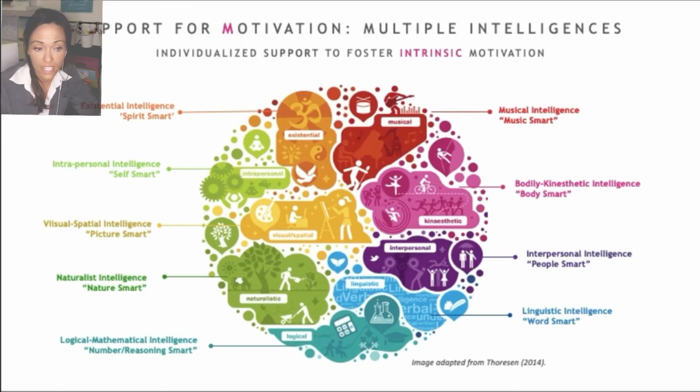The multiple intelligence styles recognized by Gardner include naturalist intelligence, musical intelligence, logical mathematical intelligence, existential intelligence, interpersonal intelligence, bodily kinesthetic intelligence, linguistic intelligence, intrapersonal intelligence, and spatial intelligence.